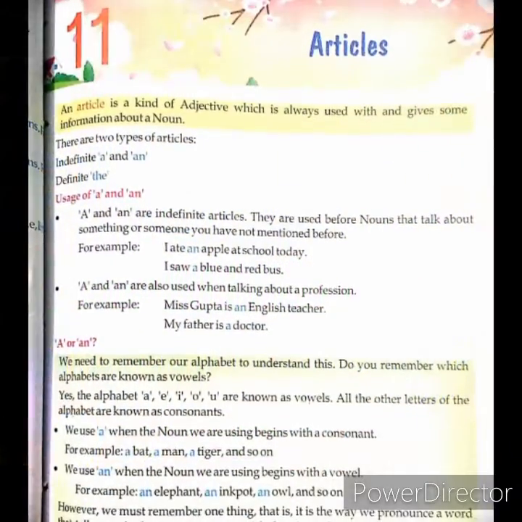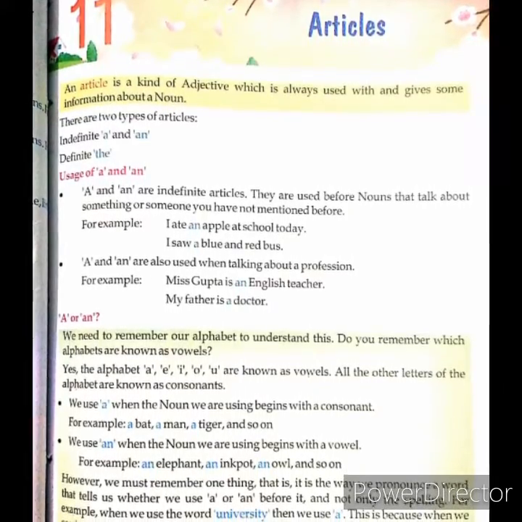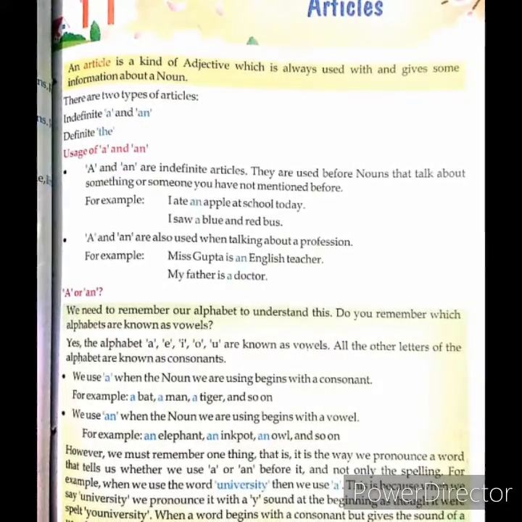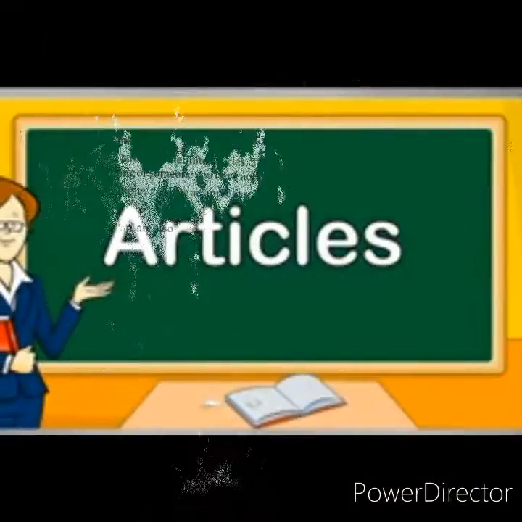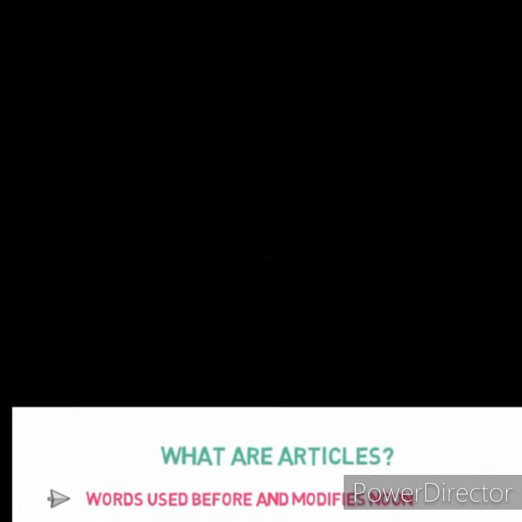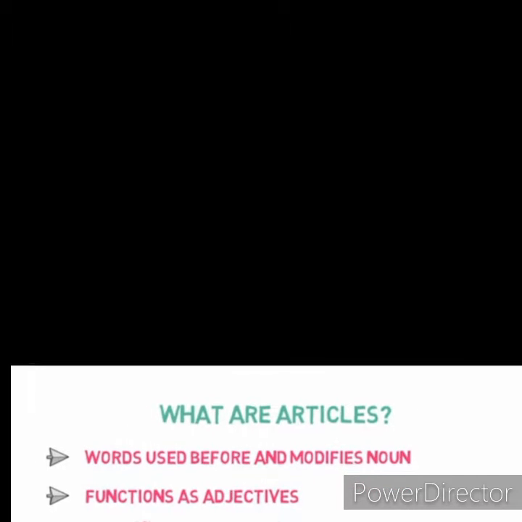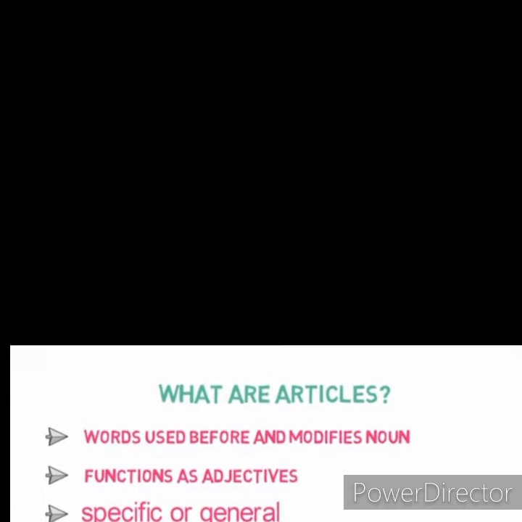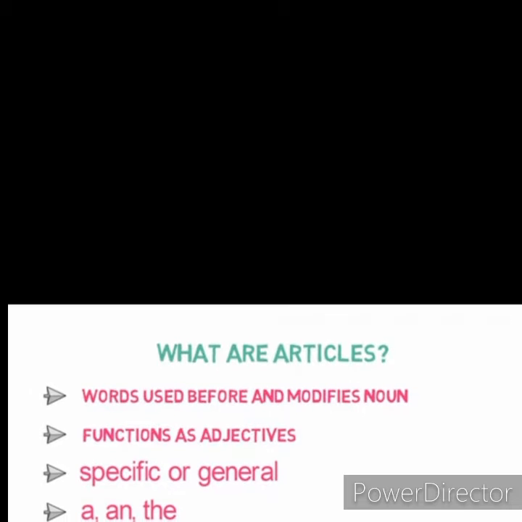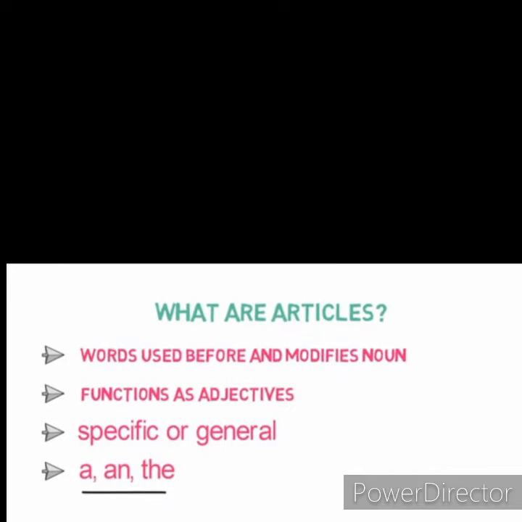So in today's English e-learning class, we will study lesson 11 of your English grammar book, and that is articles. So today we will study about articles, which are mainly a, an, and the. So, what are articles? Articles are words that are used before nouns. Nouns mean naming words. They give more information about nouns, so they function as adjectives in the sentence.